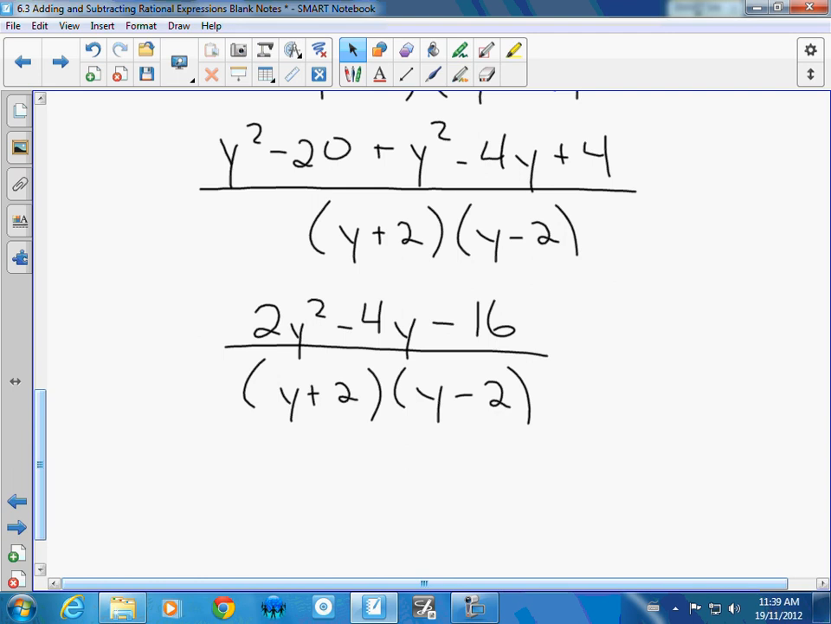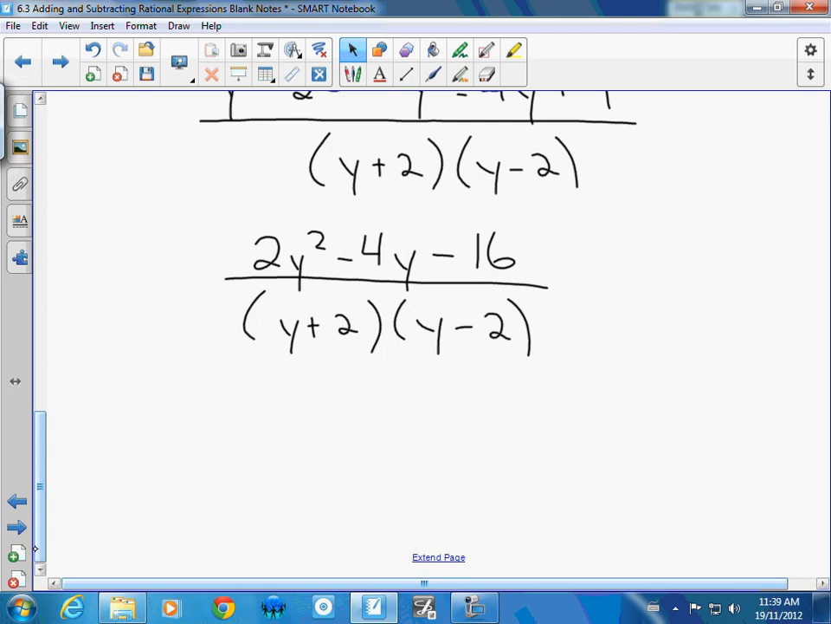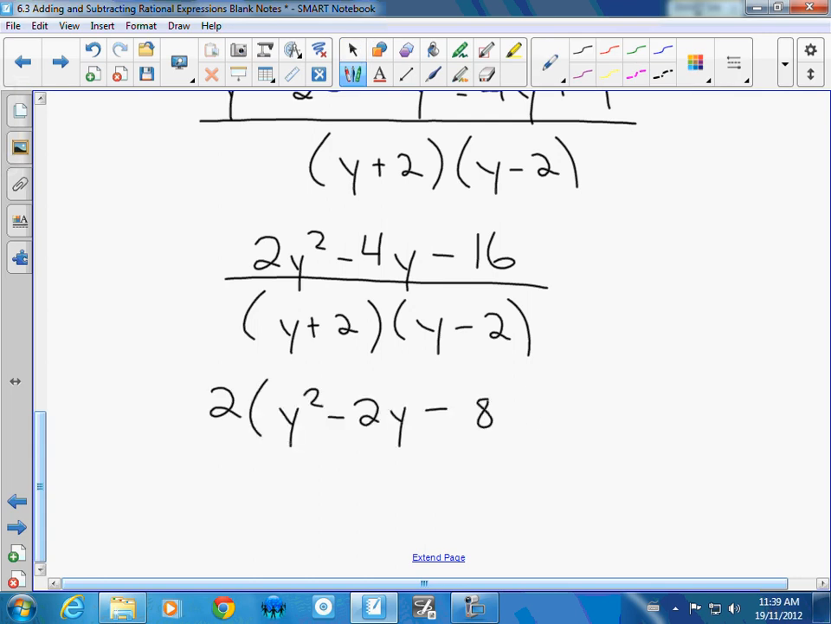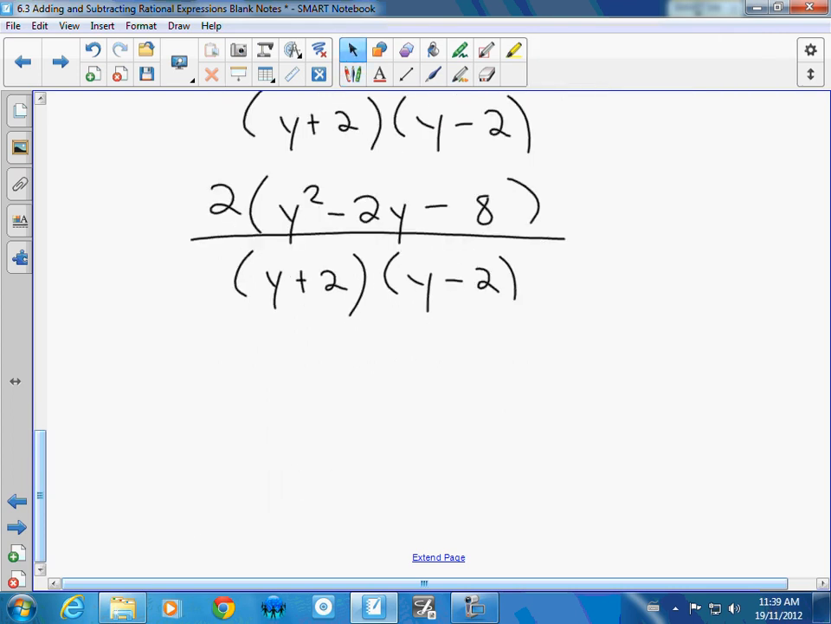What's the greatest common factor on the top? 2. So let's take out a 2. What are we left with? Y squared minus 2y minus 8, all over top of y plus 2, y minus 2. Now what are you going to do with that trinomial?